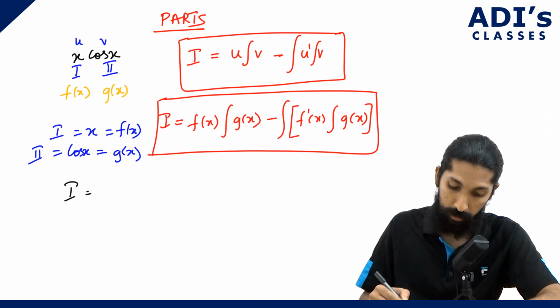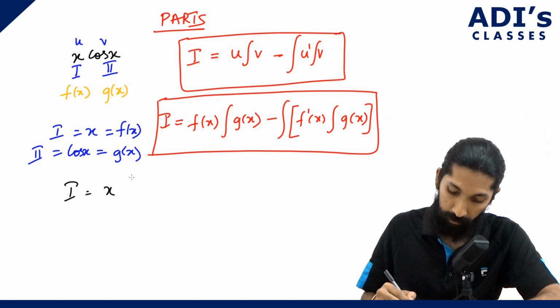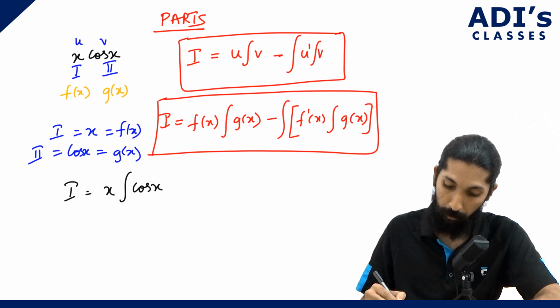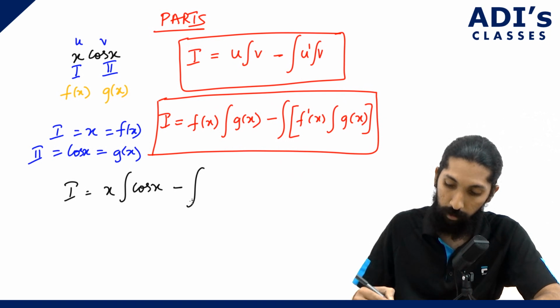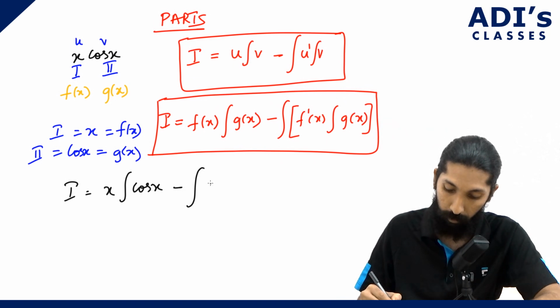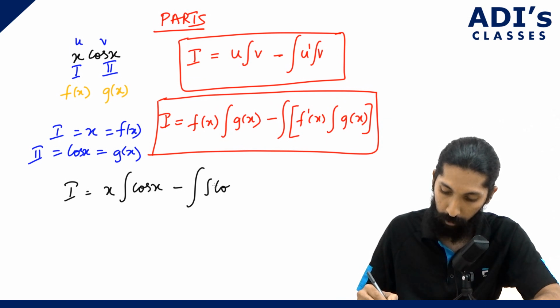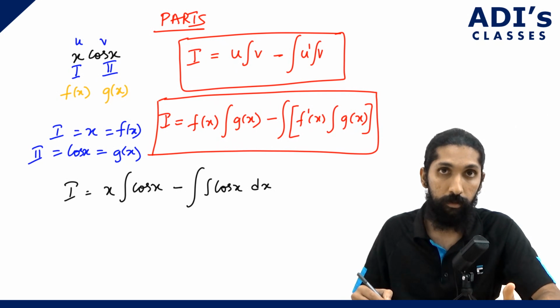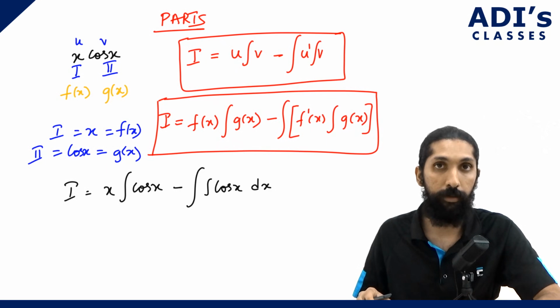So you have I is equal to x integral of cos x, first part, minus integral of, what is f dash? U dash is nothing but 1. 1 into integral of cos x. Don't assume that, oh, what do I do? There is integral of integral. It's not like second order derivative.